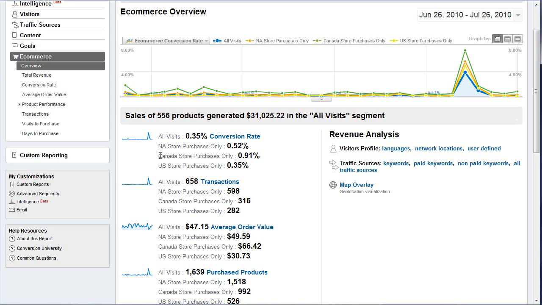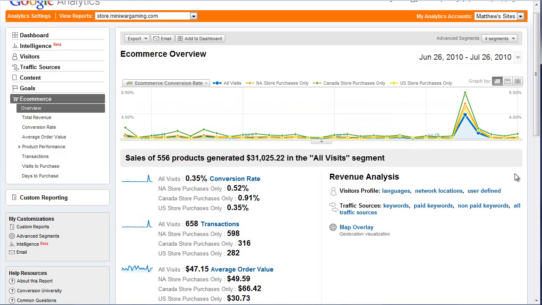In fact, I have to further clarify that this Canada store purchases only segment is for all visitors, so it's not just people who come to our store. I believe it ends up being 1.75% or something like that, if I have a segment in there, so it's much higher. So you have to really know how to look at your statistics to be able to get meaningful numbers.